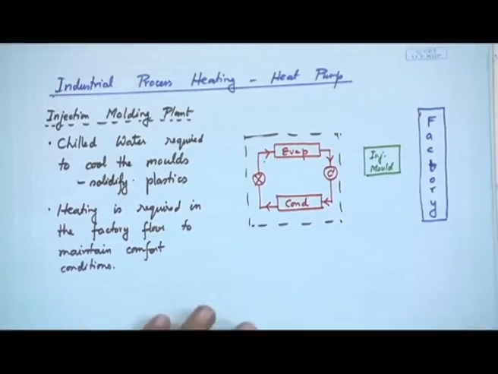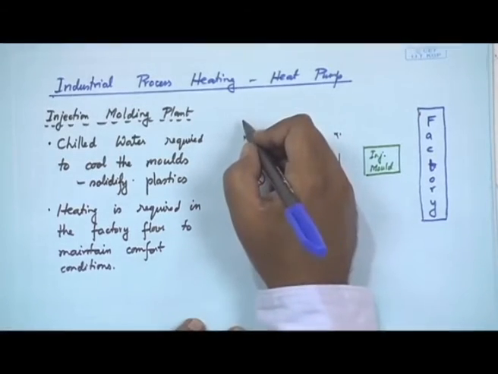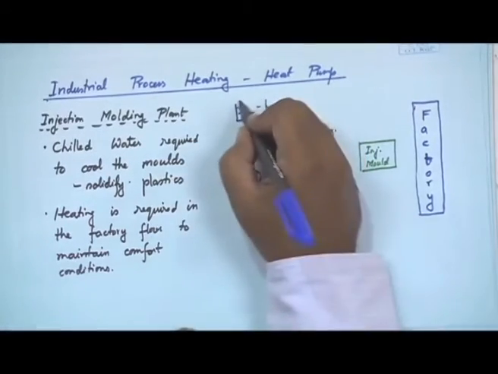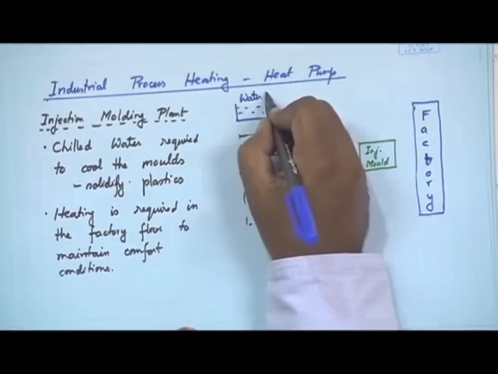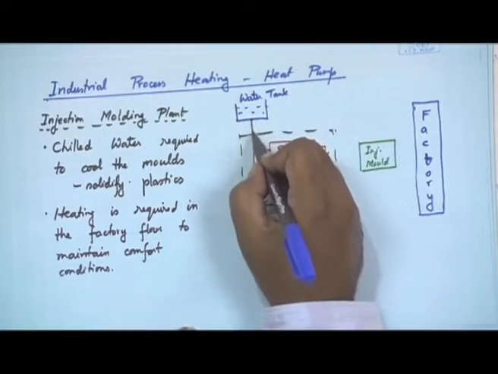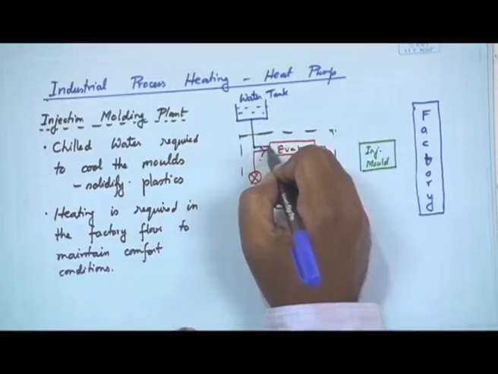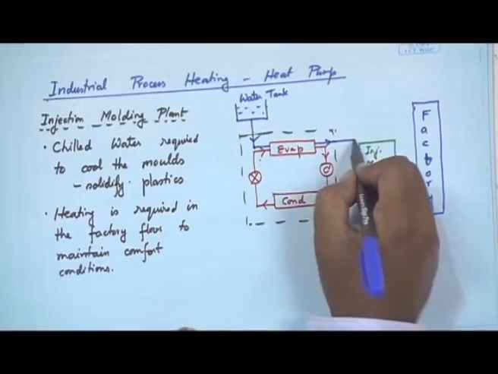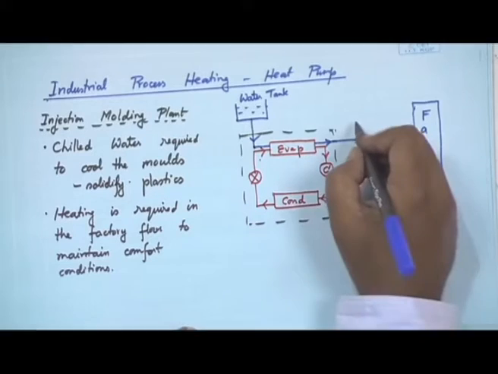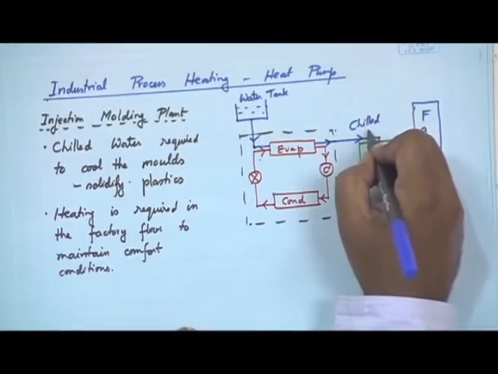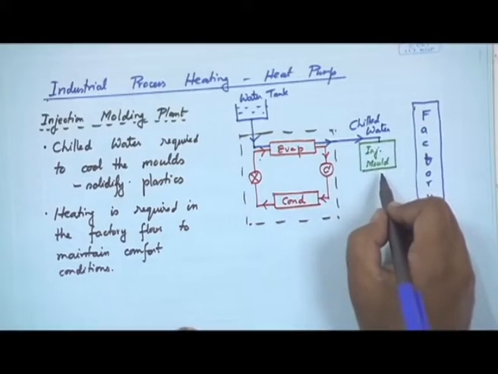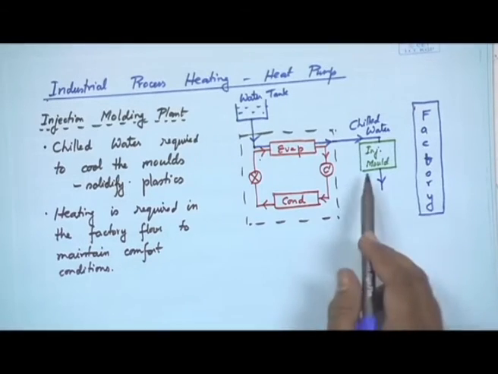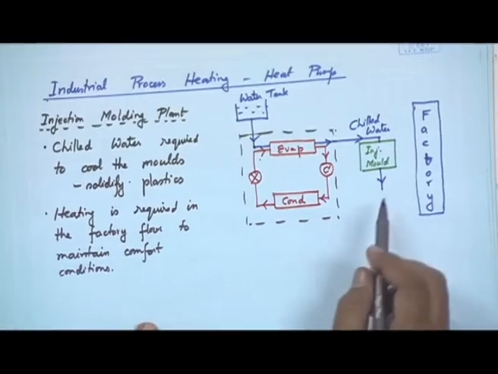So, therefore, what happens? Let me say I have some cooling water tank over here. Water tank, I will let this fluid flow into the evaporator and then what comes out of the evaporator will be chilled water which goes to the injection mold, and then what comes out of the injection mold is anyway heated water or normal water at room temperature or elevated temperature.